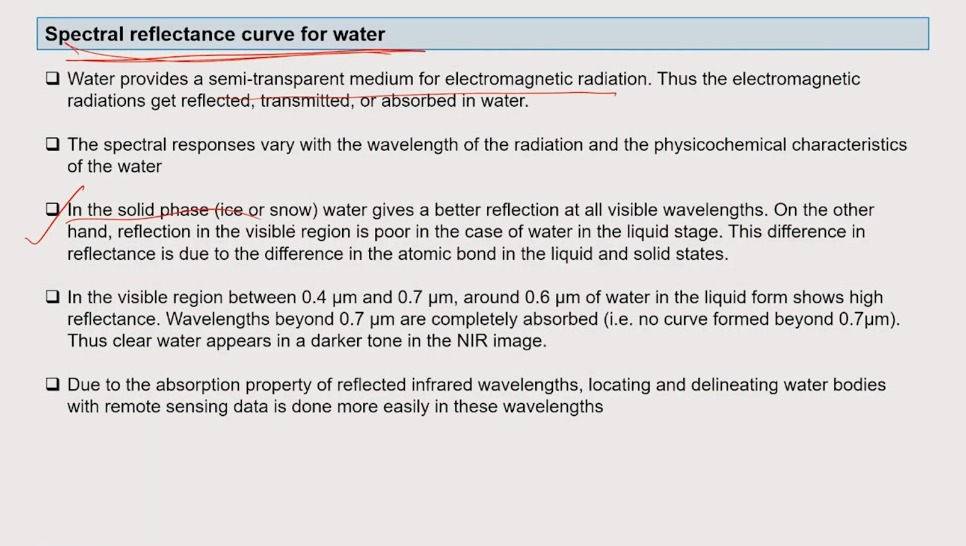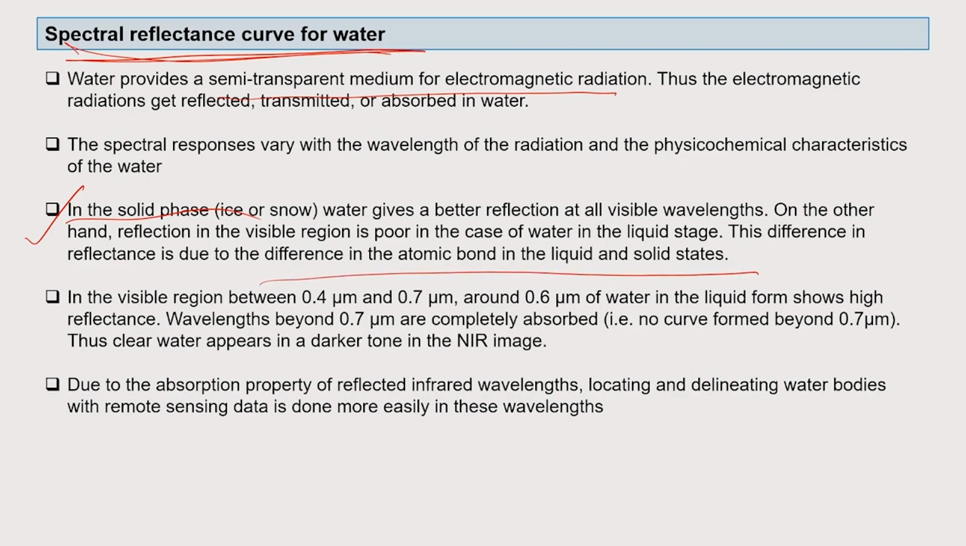Water in the solid phase, like ice or snow, gives better reflectance at all visible wavelengths. On the other hand, reflection in the visible region is poor in the case of water in the liquid state. Just now we discussed, no? It will give a dark impression. This difference in reflectance is due to the difference in the atomic bonds in the liquid and solid states.